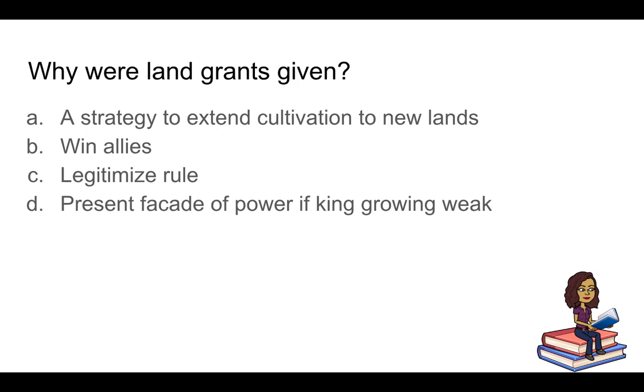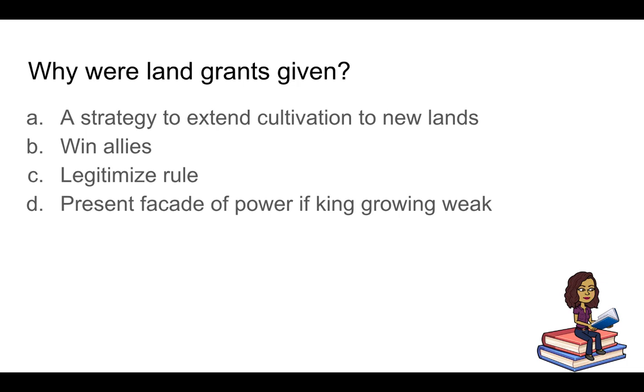Others gave land grants to legitimize their rule, especially if they had usurped power from another dynasty. Other scholars argue that maybe the act of giving land grants was like presenting a facade of power if the king was growing weak. We see it especially in the land grants which are given during the later part of the Gupta rule.